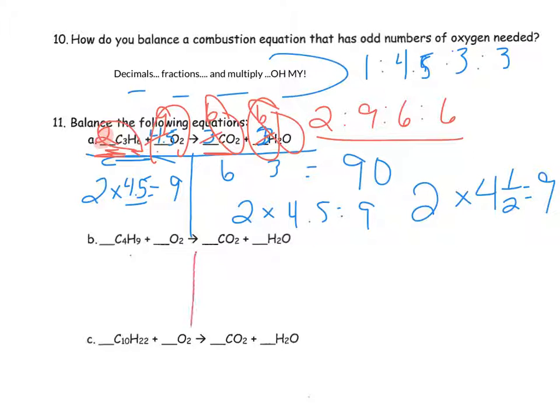I've got 4 carbons over here, so I'm going to put at least a 4 there. 9 hydrogens. What can I put in front of that 2 to make it 9? 4.5. See, at this point, there's no point in continuing to add whole numbers until you get all the way up there. I mean, you could do it just like all of the other ones, but if you use fractions or decimals, it just makes it go by a little quicker.